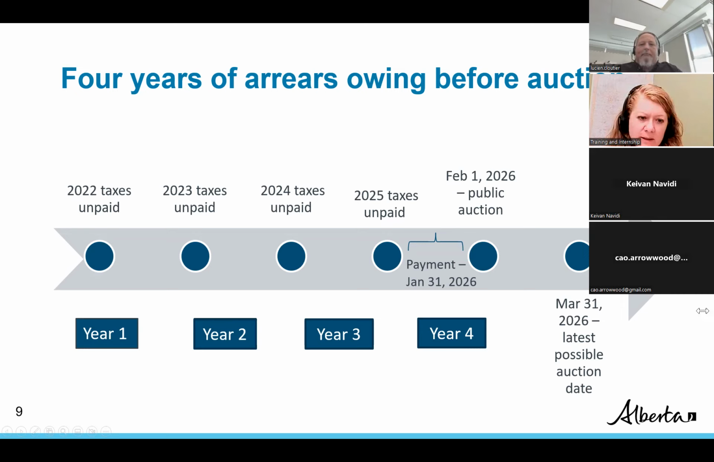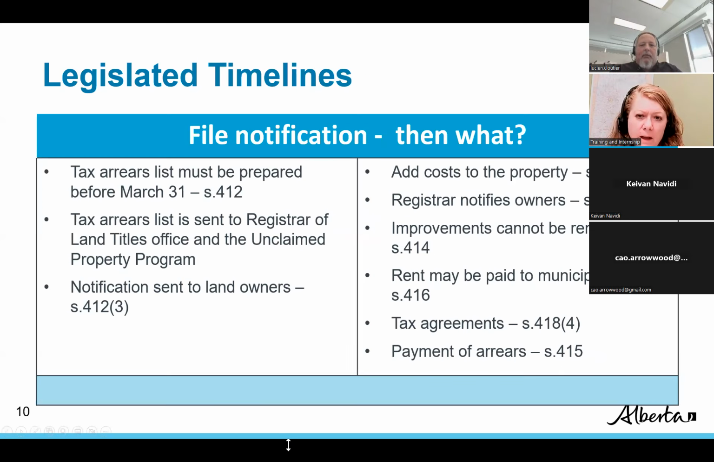All right, so let's continue to discuss the preparation of the arrears list and what happens after that. When the list is completed, a designated officer, in most cases the CAO, must sign it and apply the municipal seal. Just to note that land titles still requires the list to be sealed, even though any reference to a seal has been removed from the MGA.